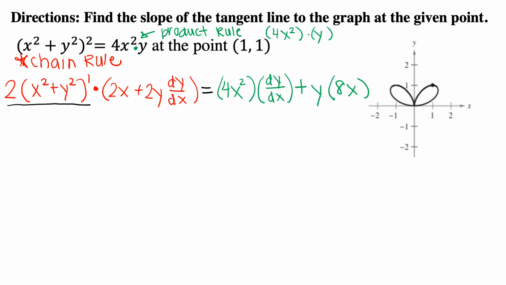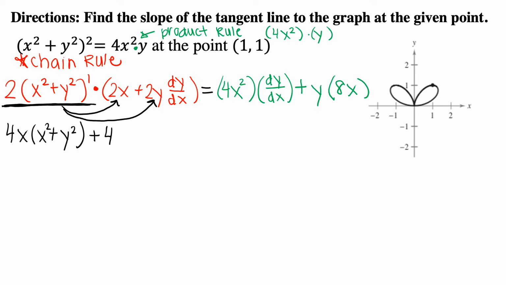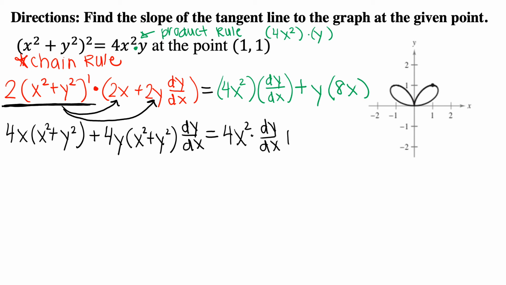We're going to take this whole quantity, 2 times x squared plus y squared, and distribute it through. So first I'm going to multiply it to my 2x, so I get 4x times x squared plus y squared. And then to my second term, so I get plus 4y times x squared plus y squared, and then I still have that dy/dx equals, and then I can just clean up my right-hand side a little bit by writing this as 4x squared dy/dx plus 8xy.